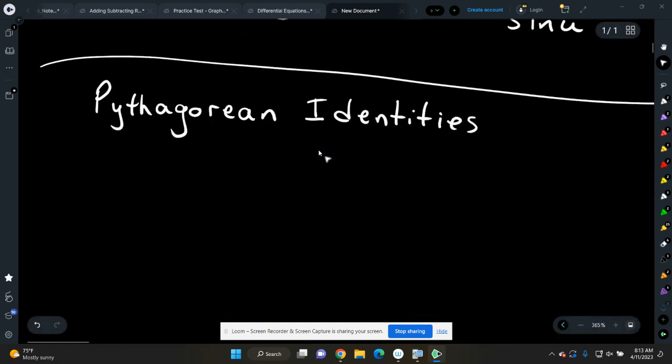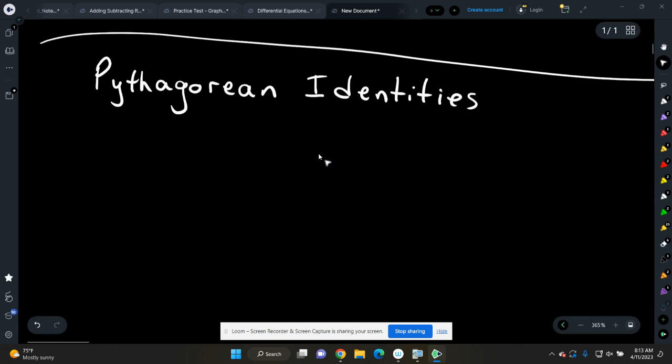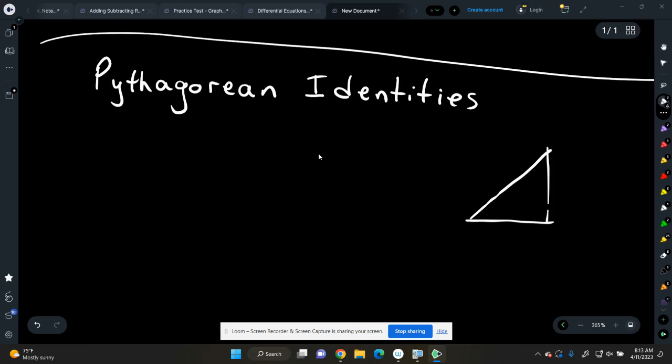Okay. Now the Pythagorean identities, right? So we know the Pythagorean theorem refers to right triangles. Here's my x, here's my y, and we'll call this z, right? So according to the Pythagorean theorem, x squared plus y squared equals z squared, okay?